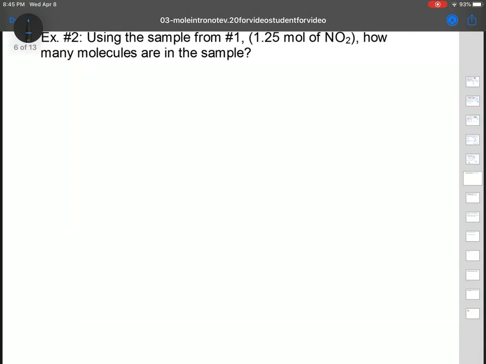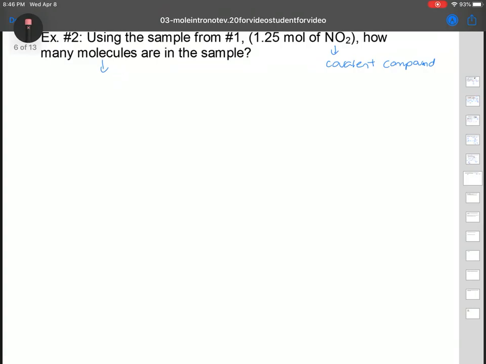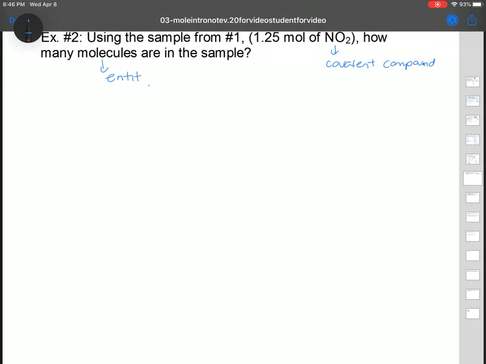Okay, so we're going to continue our same sample, 1.25 moles of NO2. How many molecules are in the sample? So again, they're using molecules because this is a covalent compound. You can use the word molecule if you prefer the word entity. Okay, it's all the same thing. It's just very particular. Okay, so the number of molecules.